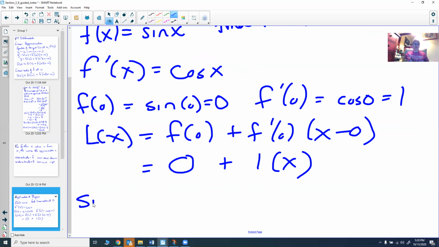So that tells me, remember, the function is approximately equal to that. The linearization says we get x. And that tells me the sine of x is approximately x when x is near 0.